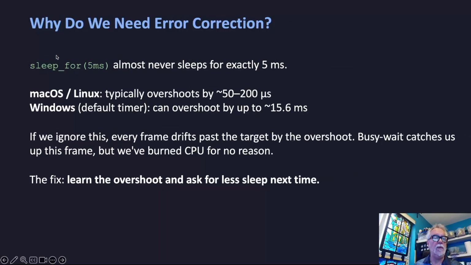So why do we need this error correction? We don't really need to do this. We could just busy wait for the whole time, or we could just guess. But our sleep function here is a little bit inaccurate, as we know. So we want to make sure that we are using this the most efficient way.